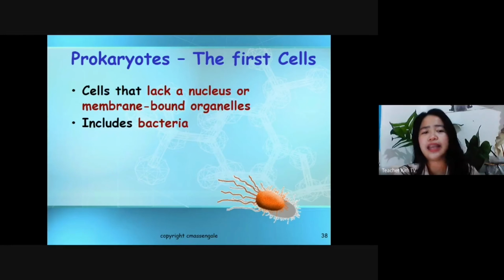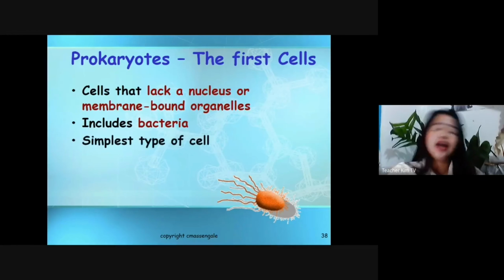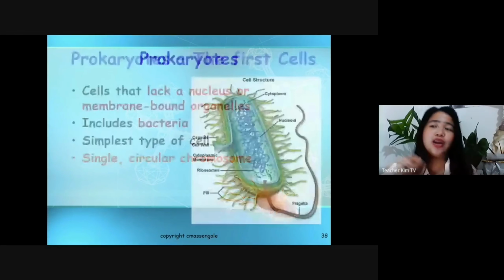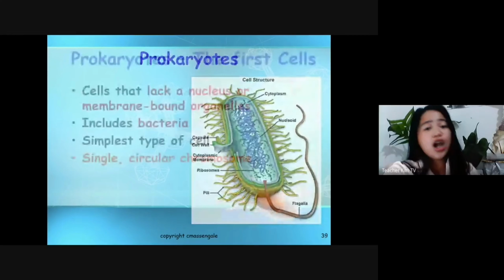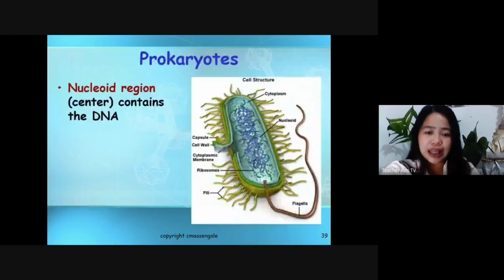But they are lack of nucleus. So, wala silang nucleus. Take note of that. And then, they have no membrane-bound organelles. And the example will include bacteria. So, technically or basically, it is the simplest type of cell because it is only single and it has a circular chromosome. This is a typical prokaryotic cell.